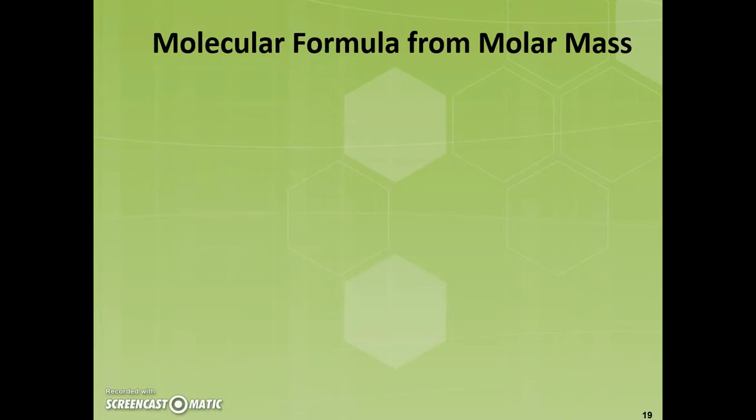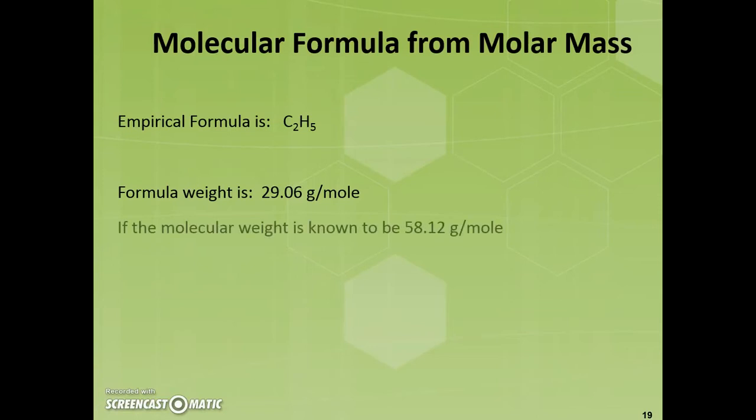Now, as we discussed earlier, we can get the molecular formula from the molar mass once we have our empirical formula. So if our empirical formula is C2H5 and our formula weight is 29 grams per mole, we can simply compare this to the molecular weight. So this is the formula weight for the empirical formula. We can compare this to the molecular weight for our compound, which might be determined by other means.